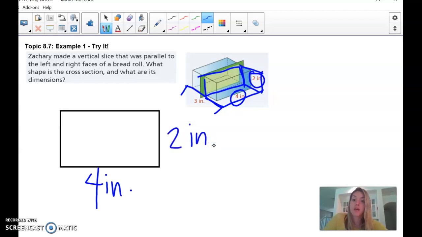So the shape of the cross section is a rectangle and the dimensions are a length of 4 inches and a width of 2 inches.